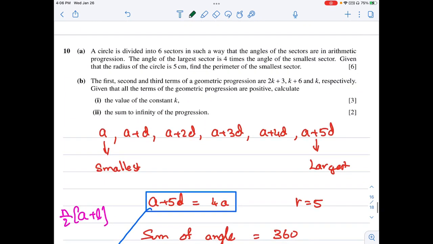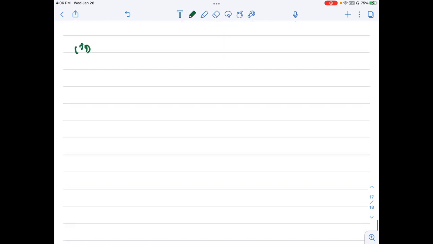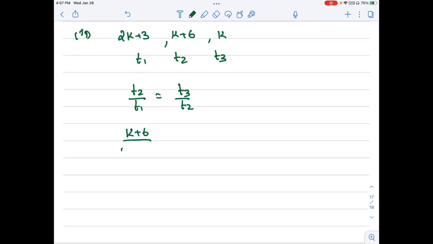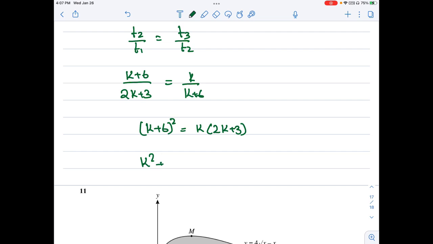So the first term is 2k plus 3, k plus 6, and k. This is T1, this is T2, this is T3. So T2 upon T1 is equal to T3 upon T2. So k plus 6 upon 2k plus 3 should be equal to k upon k plus 6. So I will do k plus 6 whole square is equal to k times 2k plus 3. So it becomes k square plus 12k plus 36 is equal to 2k square plus 3k.